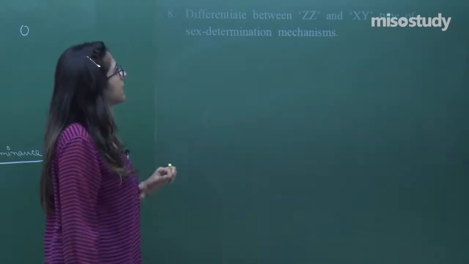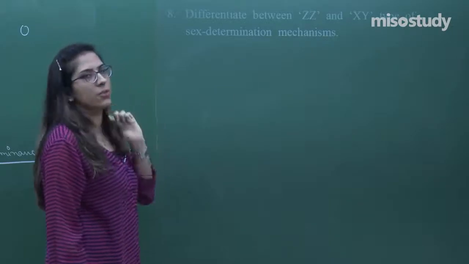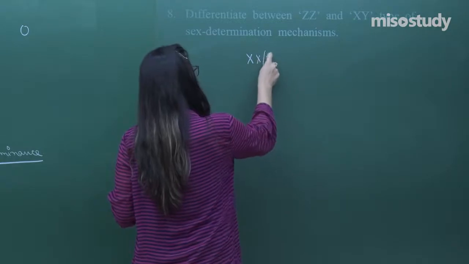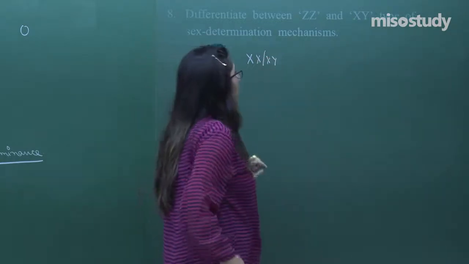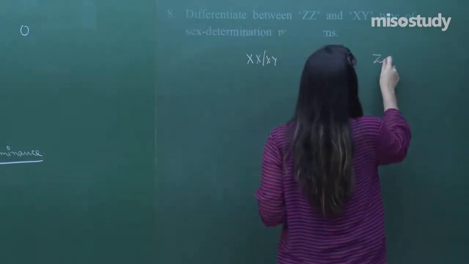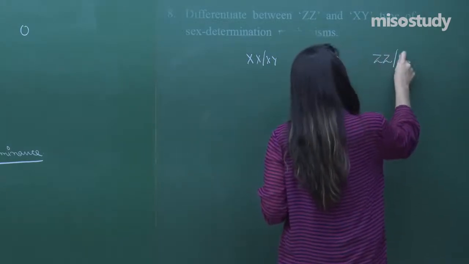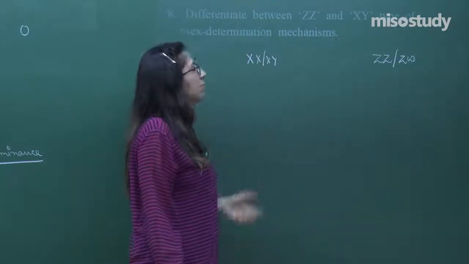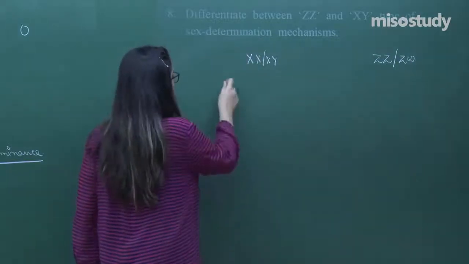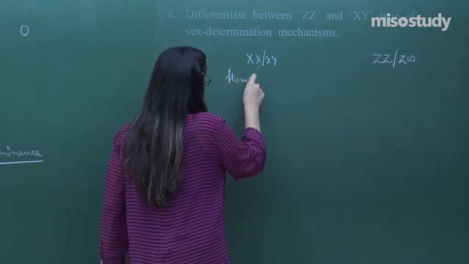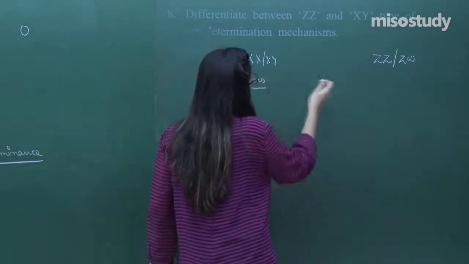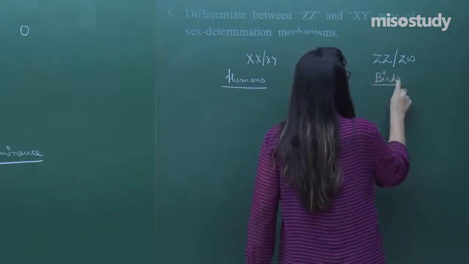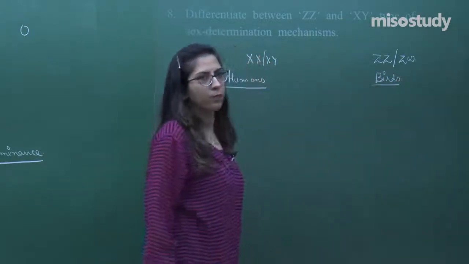Differentiate between ZZ, ZW and XY type of sex determination mechanism. Two mechanisms are there: XX, XY, and the second is called ZZ and ZW. Right? Such a mechanism, XX and XY, is present in case of humans, whereas in case of birds and fishes, we have ZZ, ZW, right?